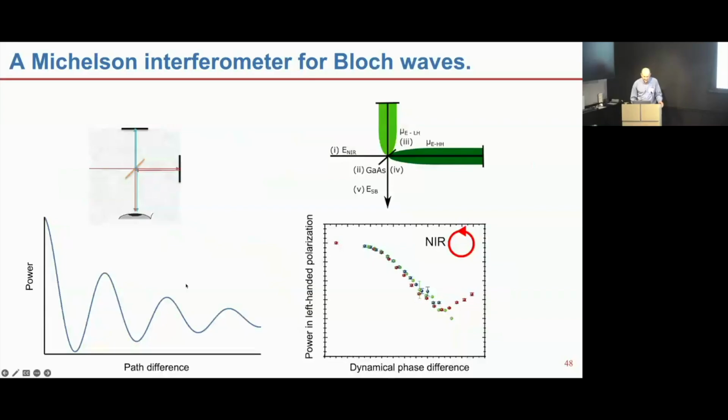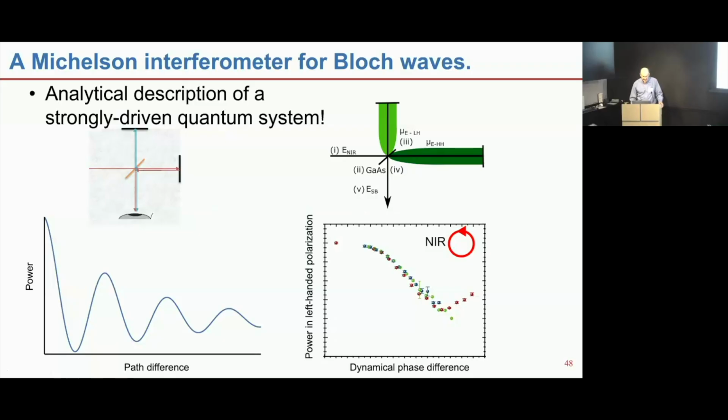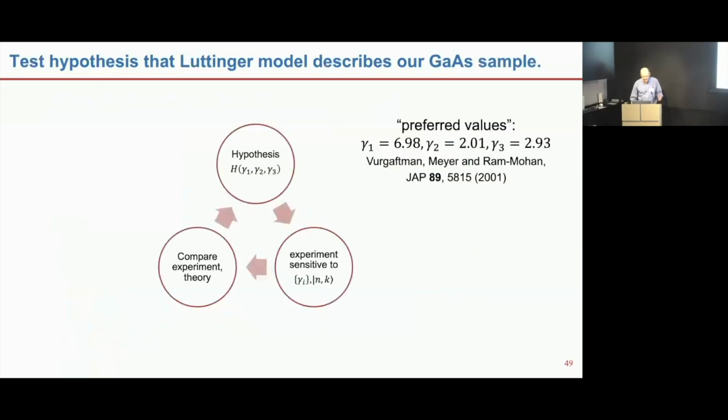So I hope I've convinced you that what we have is a Michelson interferometer for Bloch waves in gallium arsenide. And we can also analytically describe this strongly driven quantum system. So we're in a position now to test the hypothesis that the Luttinger model describes our gallium arsenide sample.